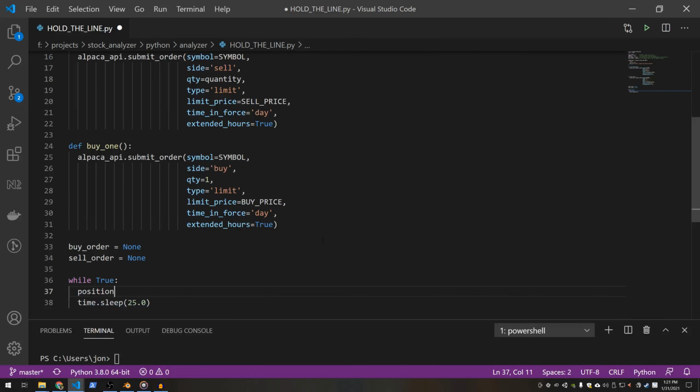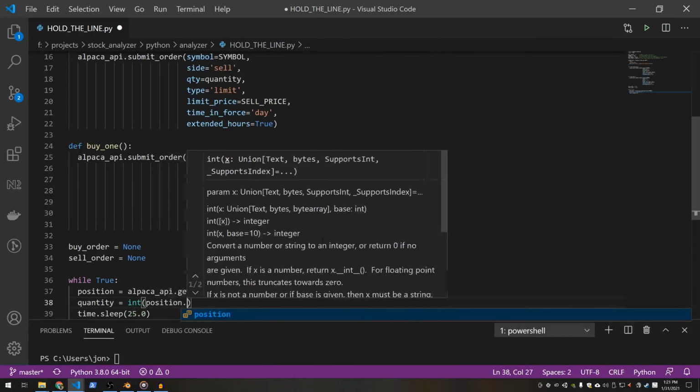First thing we're going to do is grab our position. We can use our API. There's a function called get_position. Pass in our symbol here. I just want the quantity to be in a variable, so I'm going to do that.